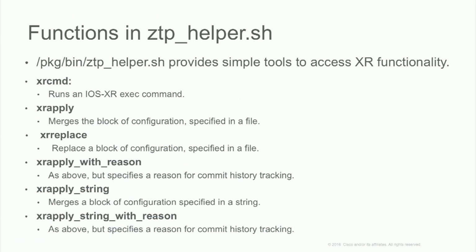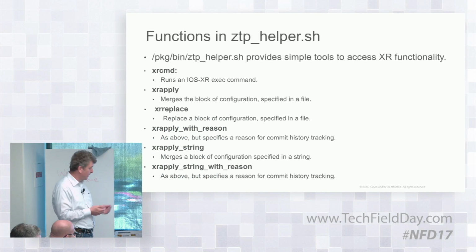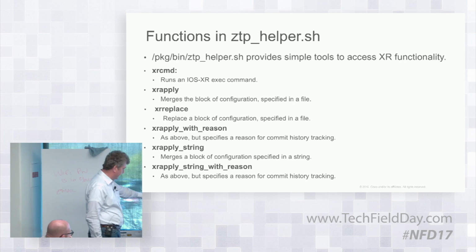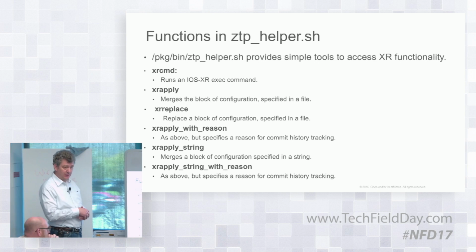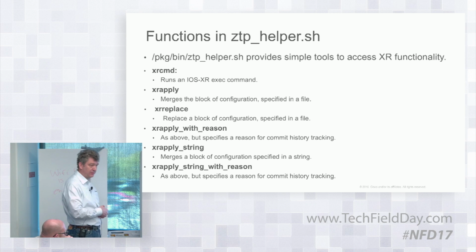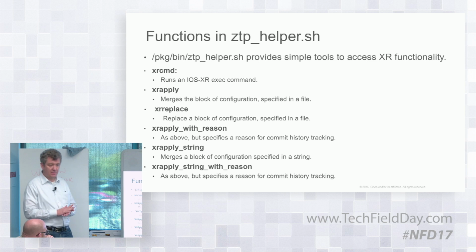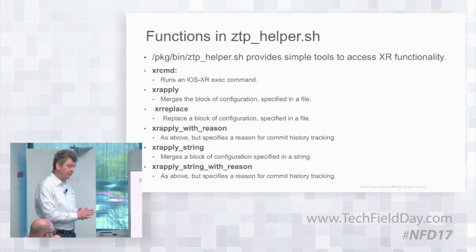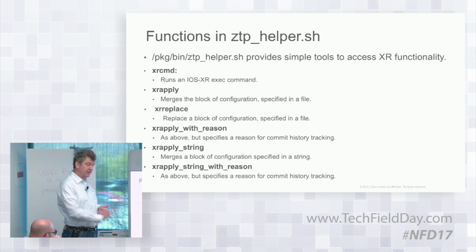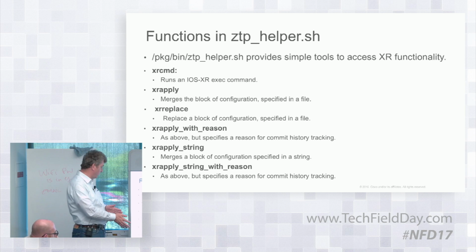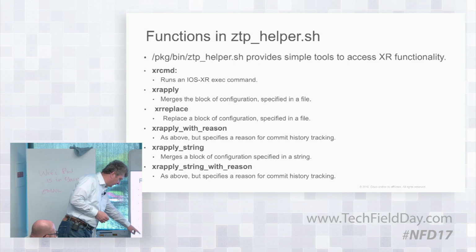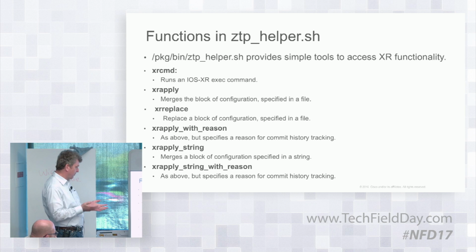All right, so those are just a few examples of what's in the helper function. This is for the shell. You have access to the XR command, which is just a way to run a command like show running config or show interface brief. You can do XR apply, which will merge a configuration block provided in a specific file inside the system. XR replace will actually replace a complete configuration block with the one you're providing. And these two you can do with XR apply with reason.